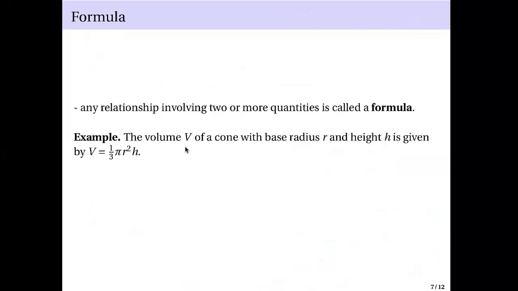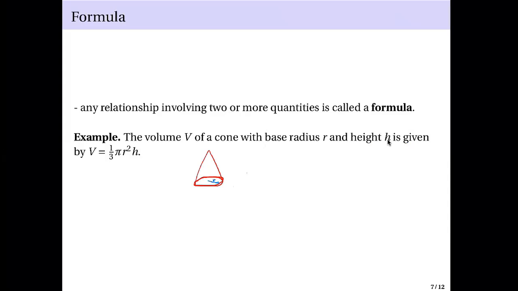So the volume V of a cone with base radius r and height h is given by this formula. V equals 1/3 pi r squared h. Okay? So for example, you have a circle here, and then you have something like this. Here, r is the base radius. The circular part here is the base, and its radius is equal to r. It's the same definition since it's a circular base.